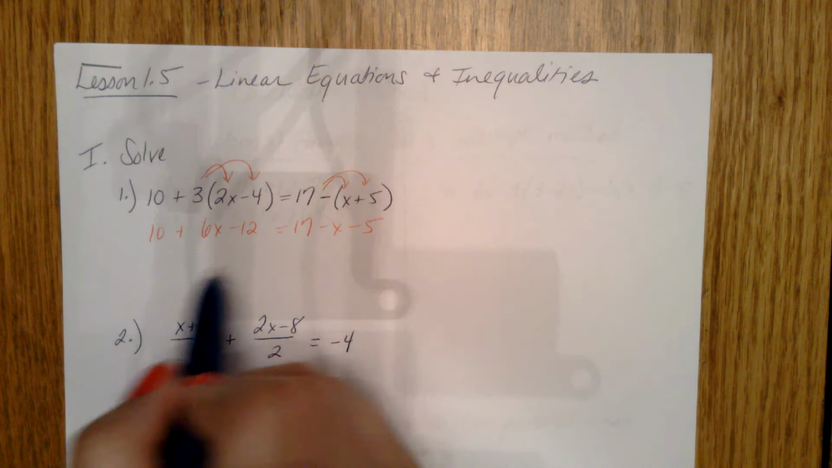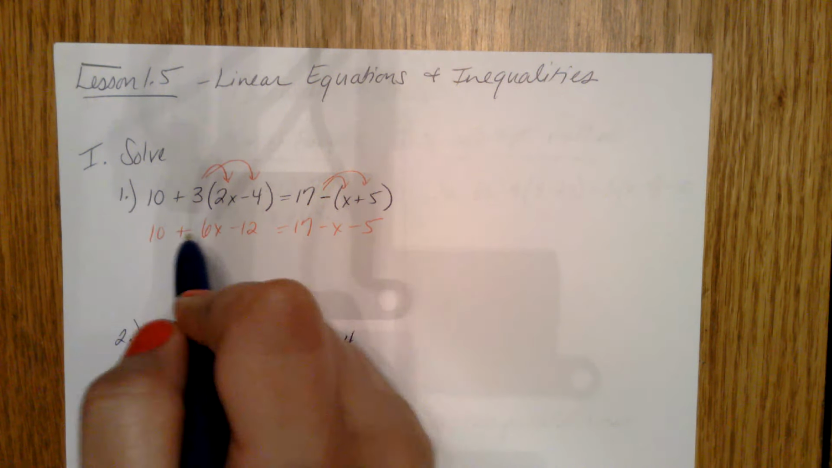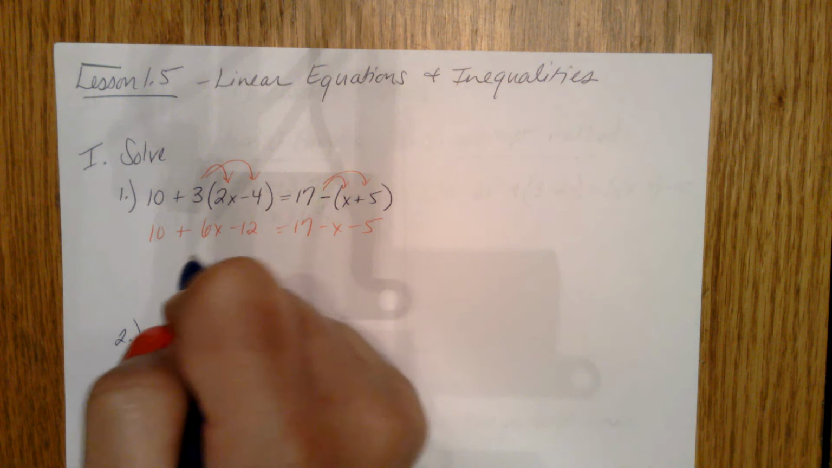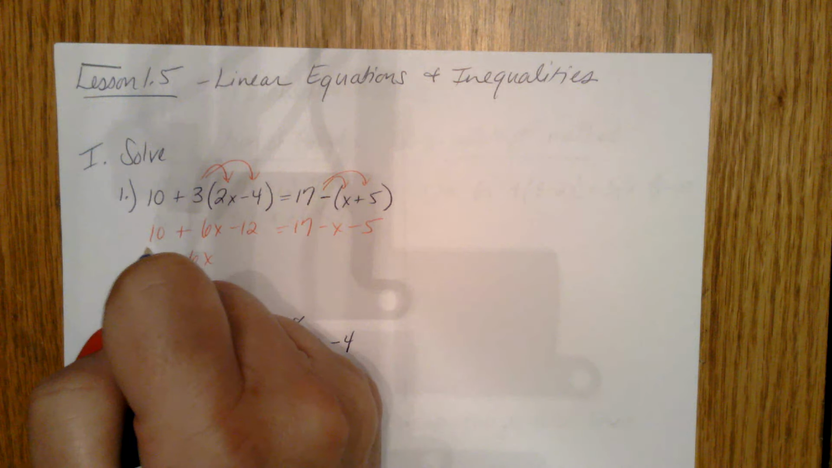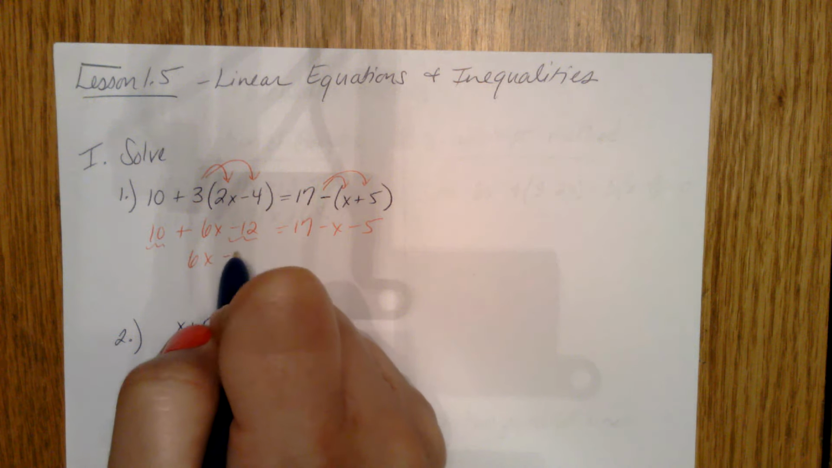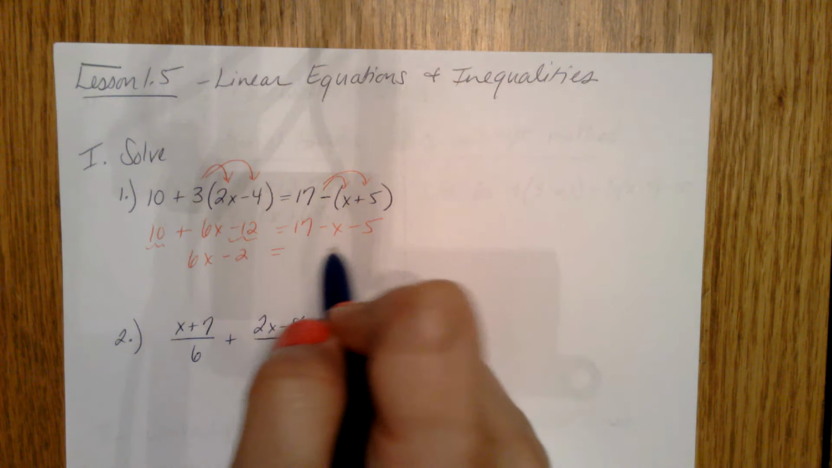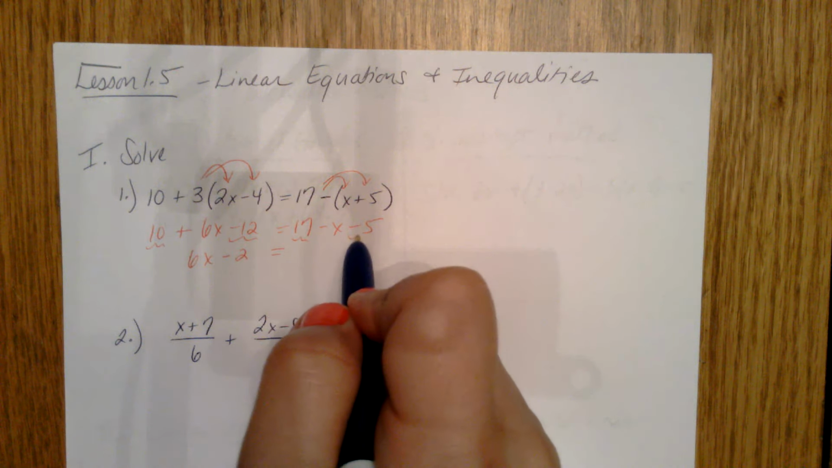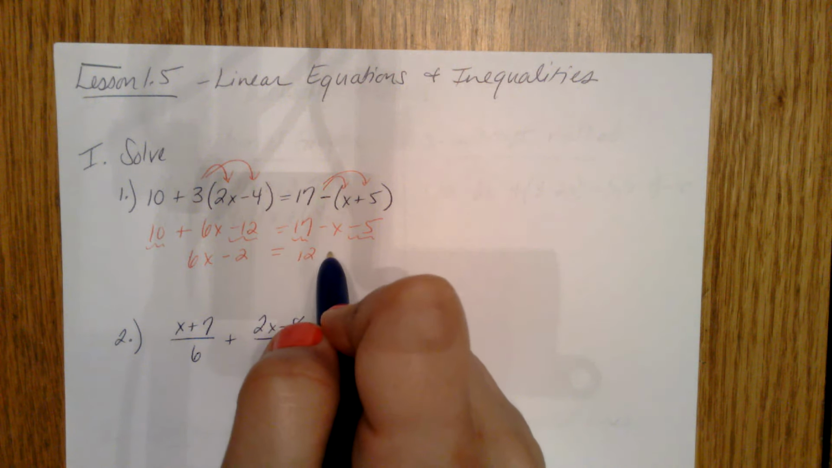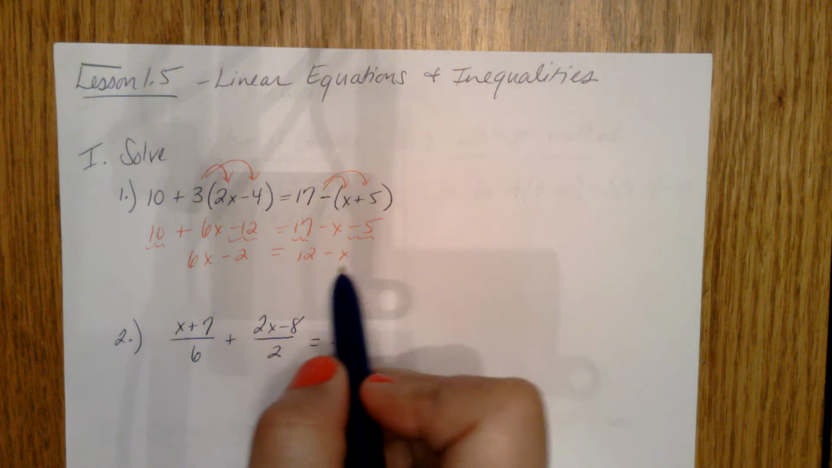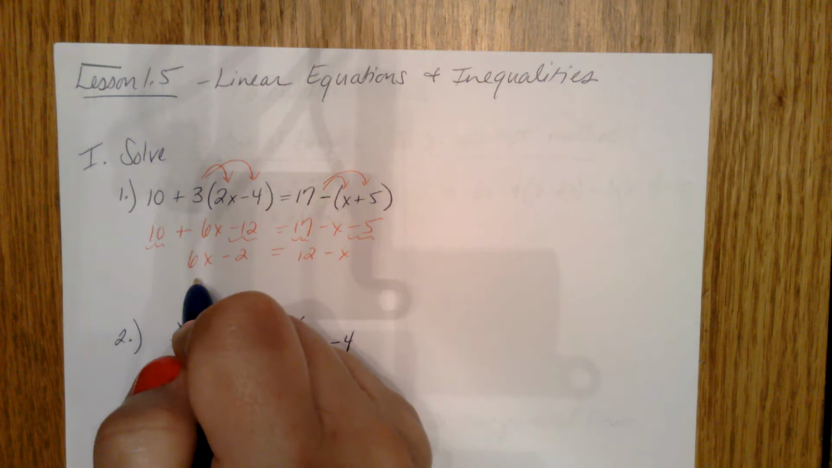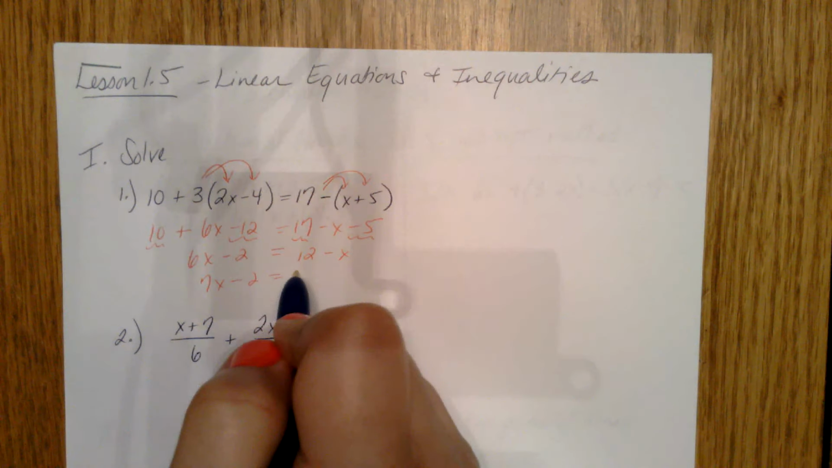And then we're going to get all of our x's on one side and numbers to the other side. Actually, we can still simplify this side. Let's do that. 6x, 10 and negative 12 make minus 2. And this would be 17 minus 5 is 12 minus x. I like to get all my x's to be positive, so I'm going to bring this one over to this side. So that would be 7x.